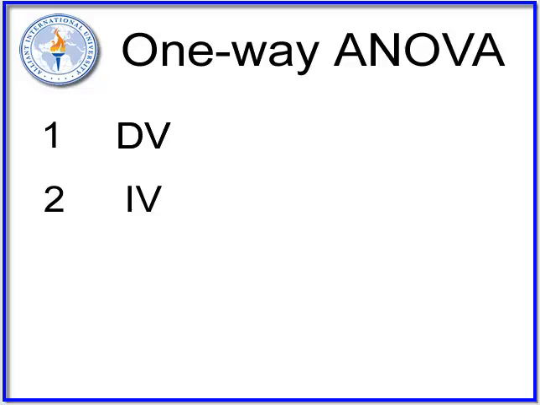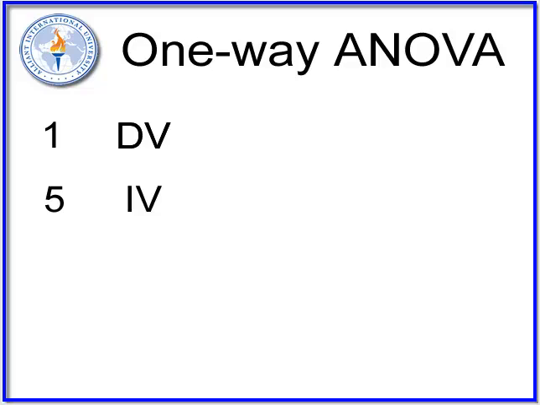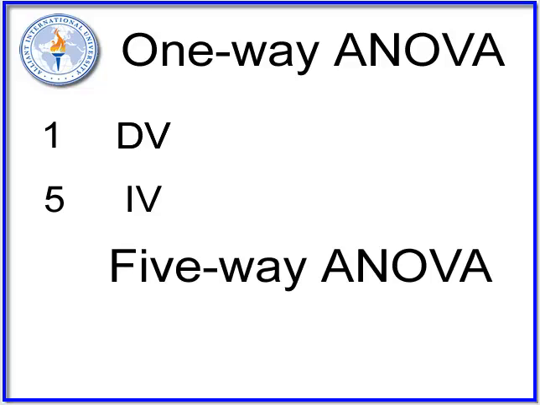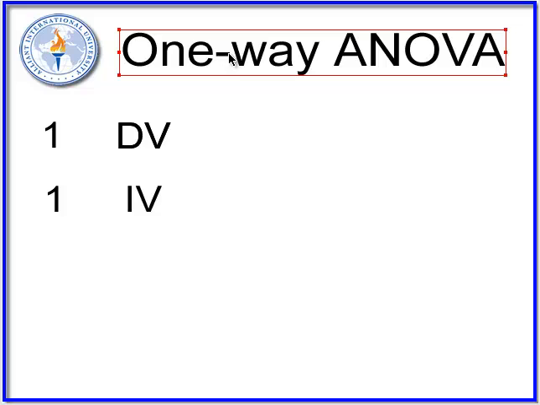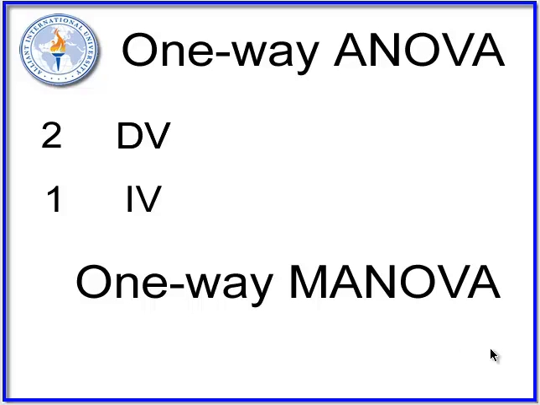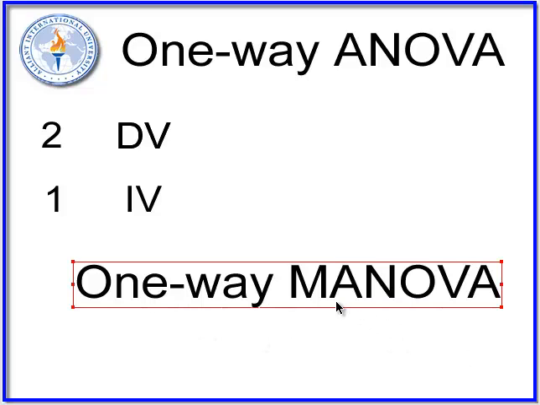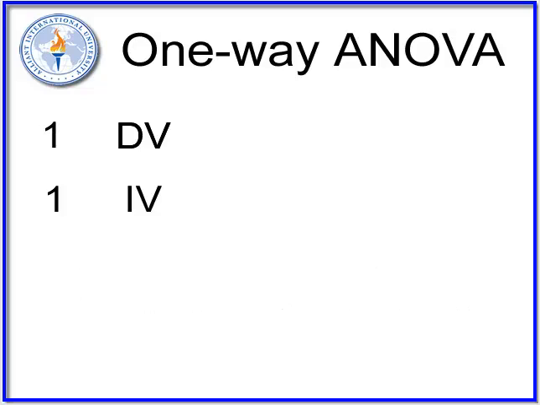If you have 2 IVs, that's what we call a two-way ANOVA. If you had 5 IVs, that's what we would call a 5-way ANOVA. So one-way ANOVA has one DV, one IV, right? One categorical variable, one dependent variable. If you have 2 DVs or more, that's what we would call a one-way MANOVA. The M stands for multiple analysis of variance, okay? But we're not going to be doing that anytime soon. So back to our one IV, one DV, one-way ANOVA.